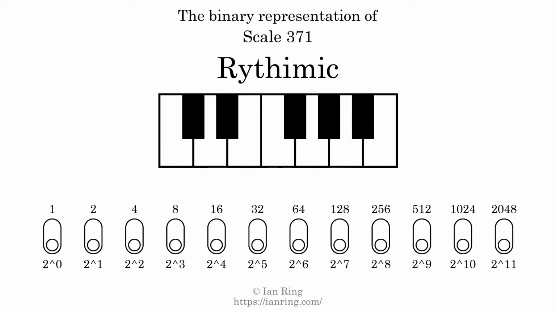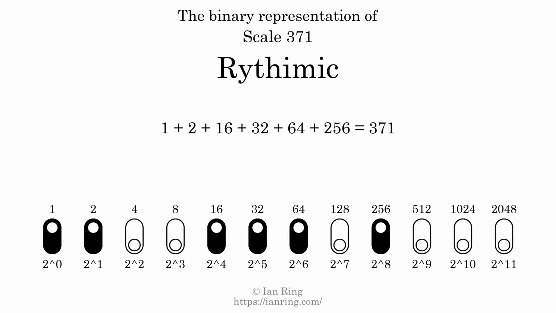The binary representation of this scale is determined by mapping tones of the scale to binary digits. Each binary digit represents a power of 2. To get the scale number, we add the powers of 2 together. The powers of 2 that are present in the scale, all added together, equals 371. That is why the scale number, in decimal, is 371.